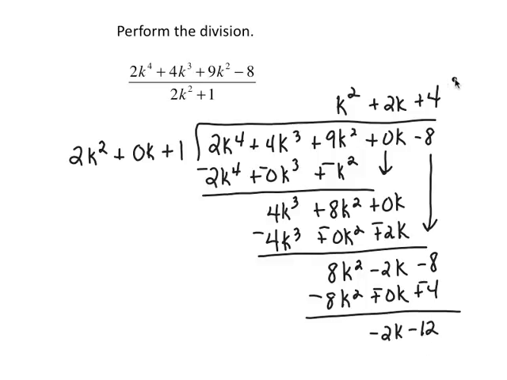So we're going to go ahead and add our remainder up here. We have negative 2k minus 12 over what we're dividing by, which in this case is 2k squared plus 1. And again, that remainder is just added on there.